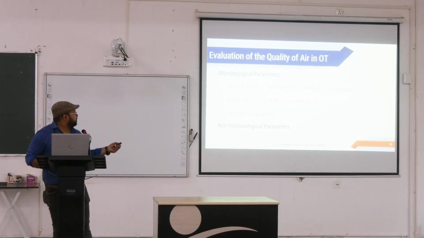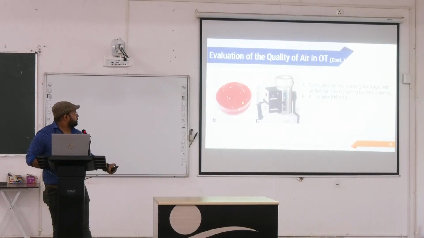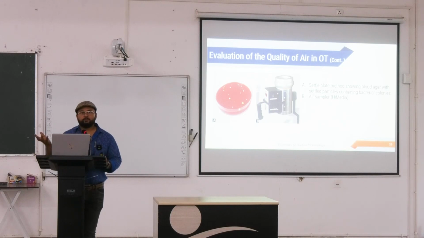So this is a picture of the settle plate method. How do you do a settle plate method in our ICU or OT? We put some bacterial media, like nutrient agar or any kind of enriched media, in the OT for a long duration, like 8 to 10 hours, and after that we can see if there is any growth of organisms. If there is growth of any kind of organisms, we can say, okay, this air is polluted.